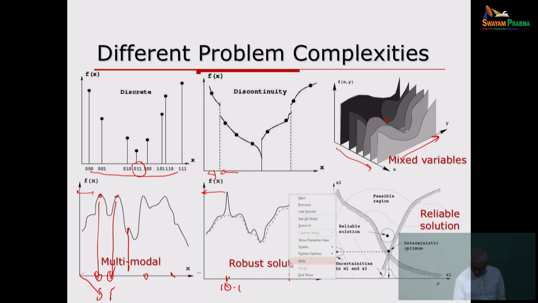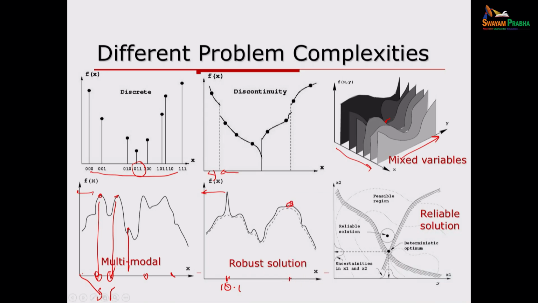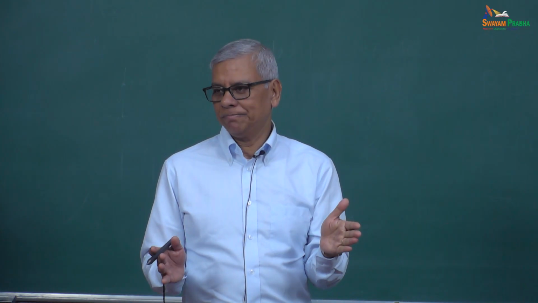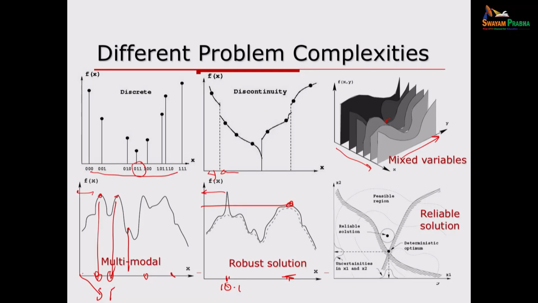Rather, if you say this solution is what I like, even if there is some fluctuation here, you see your function value is not changing much. But this is suboptimal, this is not as good as that, but you sacrifice that little optimality for the robustness. So we work on this, and in fact Dipanshu has worked on his thesis on this aspect.